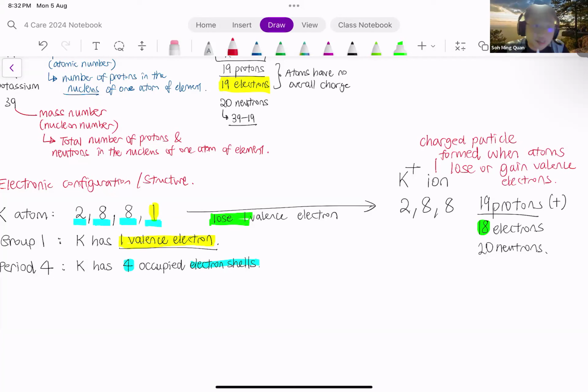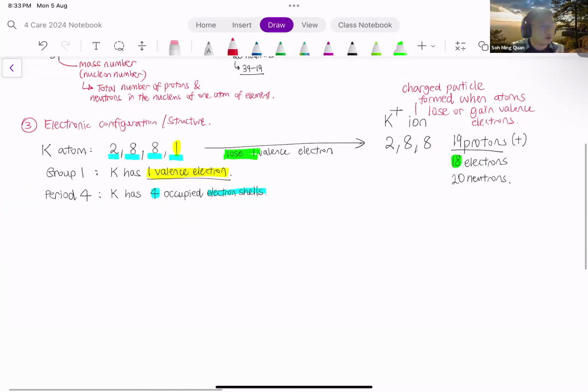All right, so in this case, the K+ ion is formed when a potassium atom loses the 1 valence electron. The reason why it's plus is because you have lost 1 electron, which means the overall effect is there's 1 less electron than protons. That means there's now more positive charge, less negative charge. Hence, overall, it's positive.